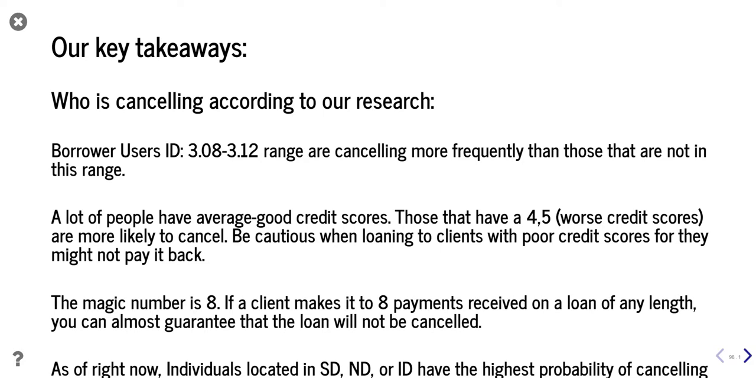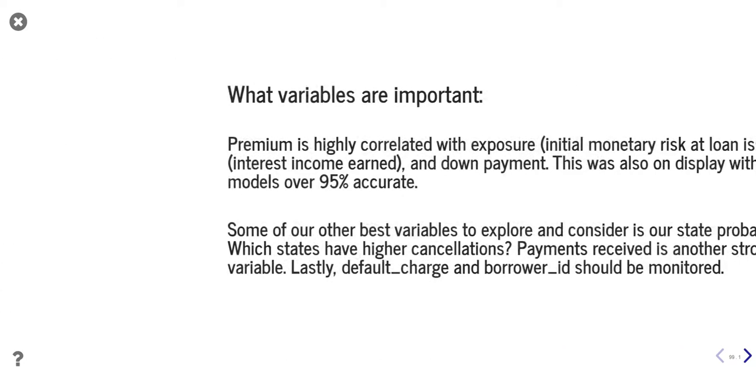When we look at who's canceling, according to our research, as touched on earlier, 3.08 to 3.12 range is a more frequent canceller for user ID. A lot of people have good credit scores, but those with worse credit scores are more likely to cancel, which makes sense. Magic number is 8. If you can get a client past 8 payments received, you're pretty much guaranteed to get the rest of that loan and not have it canceled. South Dakota, North Dakota, and Idaho have the highest probability of canceling as well.